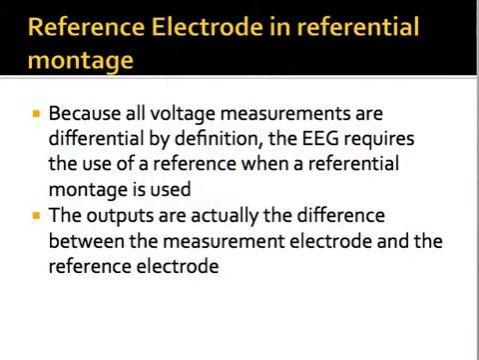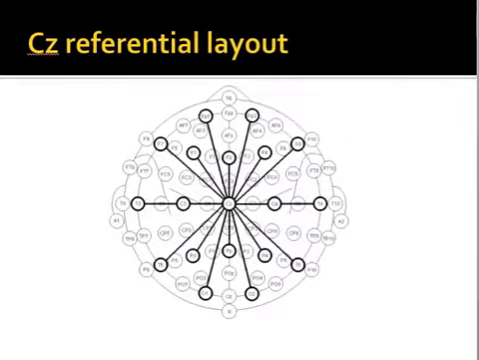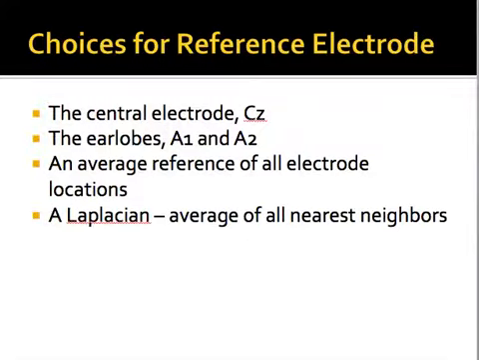So this sort of begs the question, what are some common references? Here is a common one. This is the CZ referential electrode. CZ is the electrode right in the middle of the head. Essentially, when you choose CZ as a reference, you have the difference of your channel locations and the CZ electrode. So one choice obviously is the central electrode CZ to be your reference.